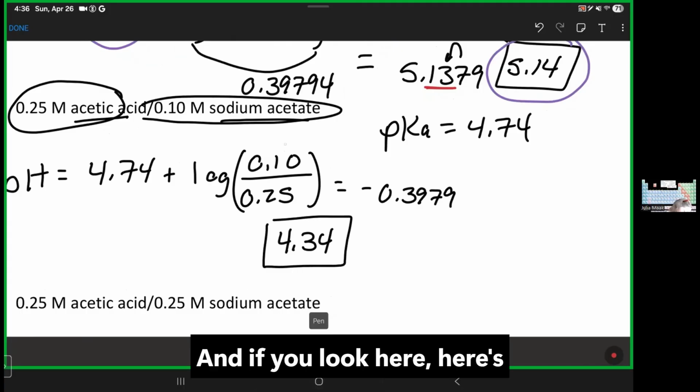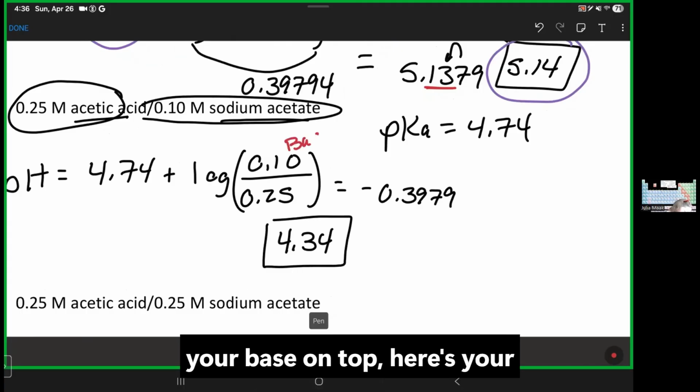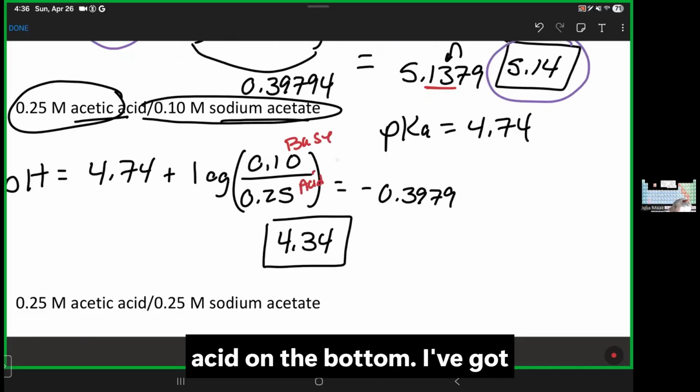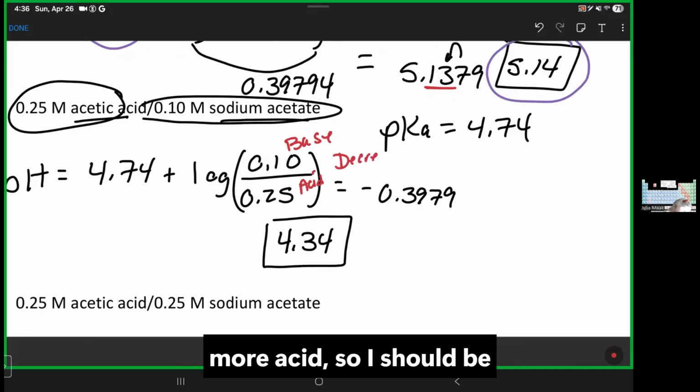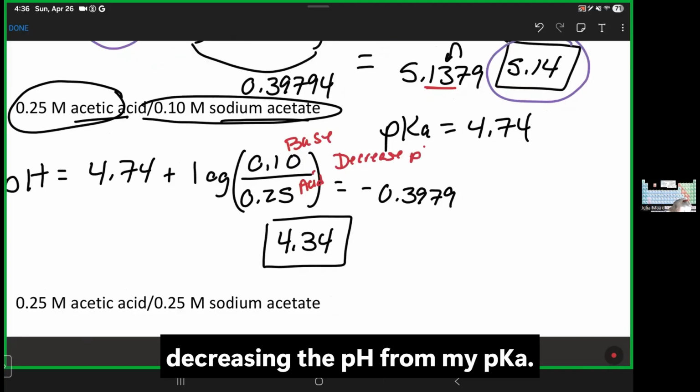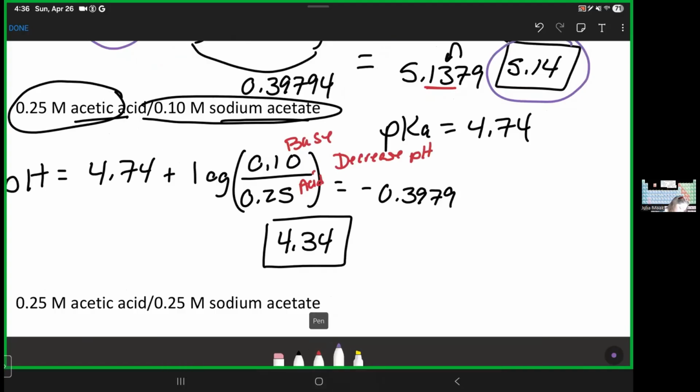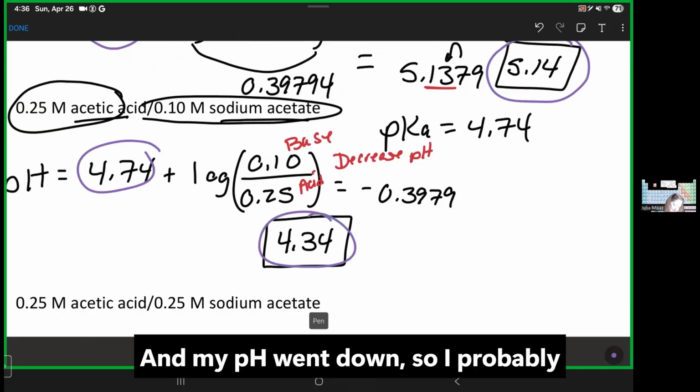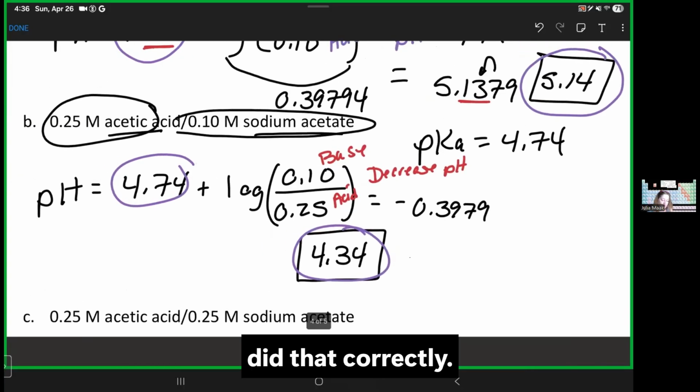And if you look here, here's your base on top, here's your acid on the bottom. I've got more acid, so I should be decreasing the pH from my pKa. And my pH went down, so I probably did that correctly.